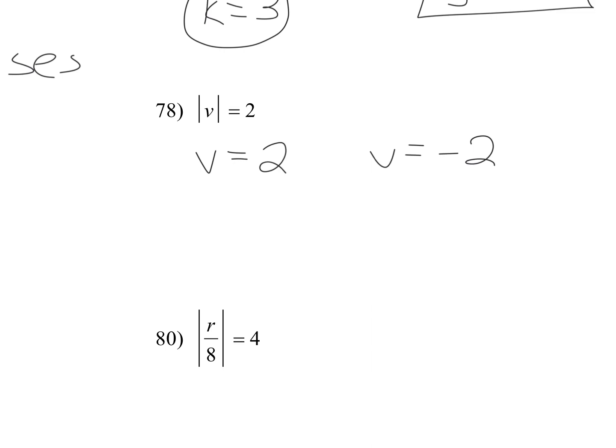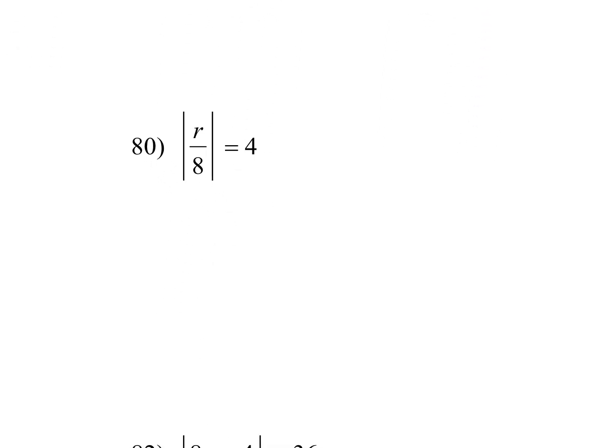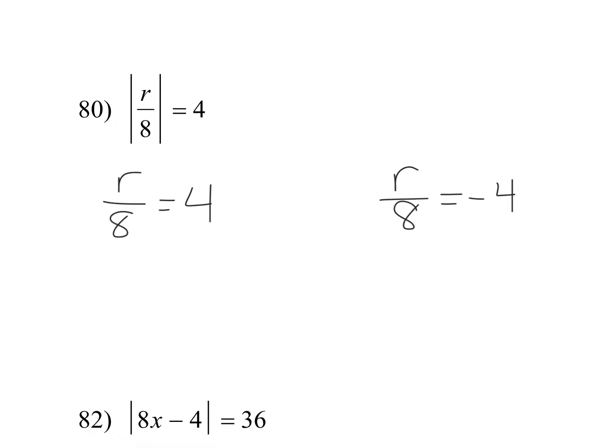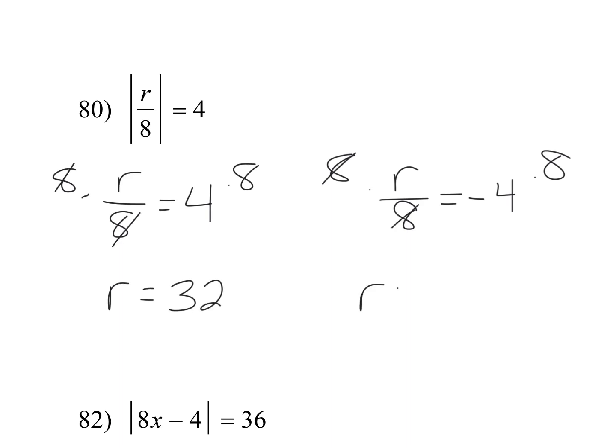Okay, on those, do we have to do anything? No, it's already by itself. Freebie. On 80, what would case 1 be? R over 8. Yep, keep it the same. And then what would case 2 be? R over 8 equals -4. So we have to solve both of those. How would I solve both of those? Multiply by 8 on both sides. So for case 1, I get R is 32. For case 2, I get R is -32.